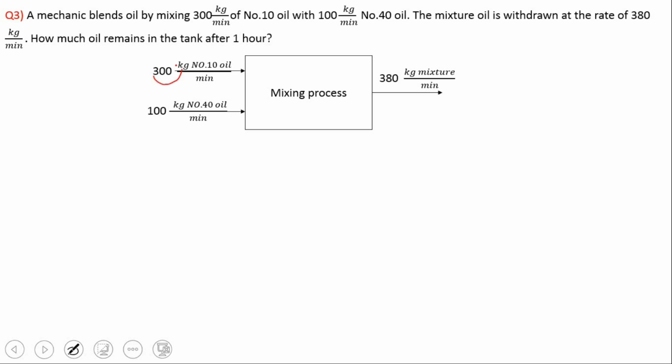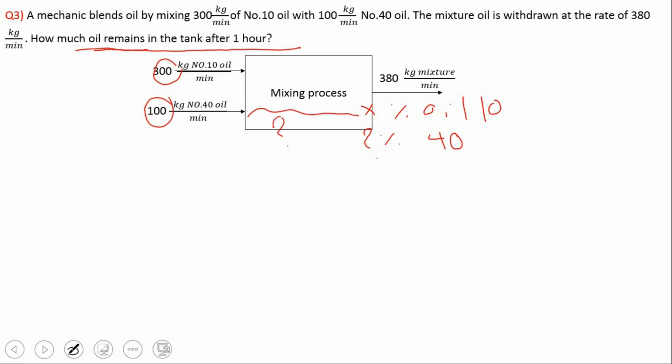We have 300 kilogram per minute entering, and 100 kilogram per minute entering, and 380 kilogram per minute of mixture leaving that contains oil 10 and 14, with unknown compositions. But it doesn't matter for this question, because the question just asks how much oil remains in the tank after 1 hour. So we need to know the accumulation.